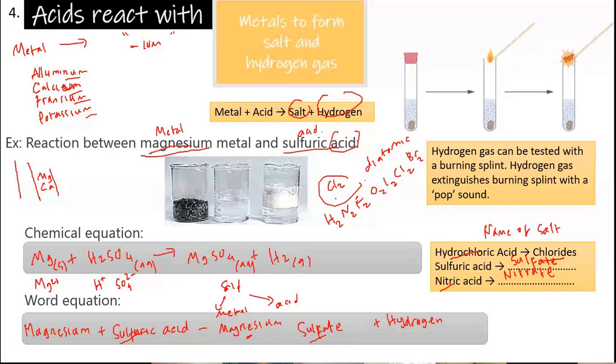How do we detect the presence of hydrogen gas? To detect the hydrogen gas produced from these reactions, for example Mg with hydrochloric acid producing hydrogen gas bubbles, H2, we can use the squeaky pop test. Hydrogen gas extinguishes a burning flame with a pop sound. This is the test to check for hydrogen gas.